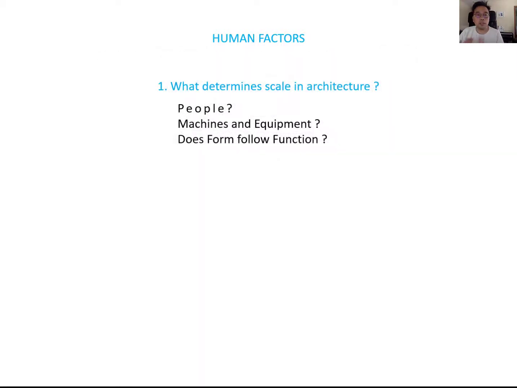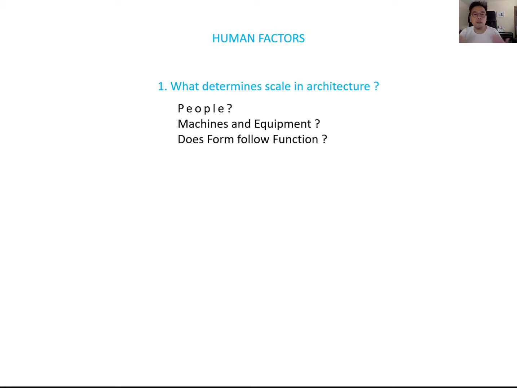So what determines scale in architecture? How does the human factor impact our design? The first one, we have to understand the people. How many people are using this space? When you know the human dimension, it is easy to know, if 10 people are using this space, how much space you need. And then machines and equipment. What kind of machines and equipment are used in the space? Depending on the machine size and equipment size, you can also decide the minimum size for the space.